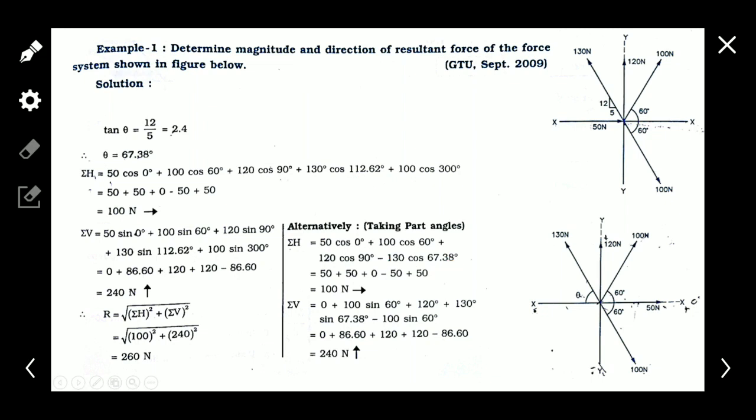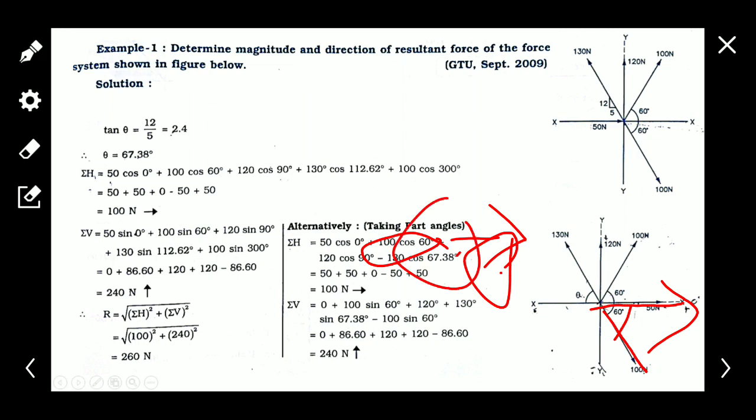For the 130 Newton force component, we know the direction is this way, so it's negative, so it's considered as negative 130 cos 67.38. And now for this force, the horizontal component is in this direction but it's positive, so take positive 100 cos 60. Okay, 100 cos 60 appears 2 times, but it's not considered here. It's a mistake of the book.